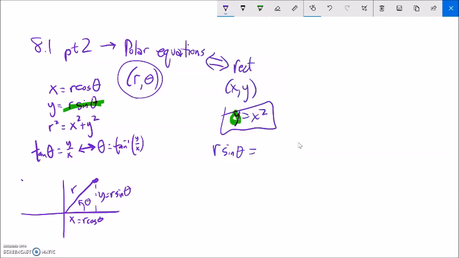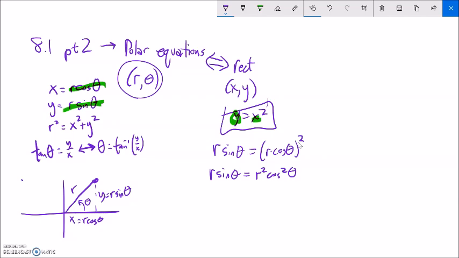And x squared, x is equal to r cosine theta. So I can substitute that in for the x. So now all I need to do is clean this up a little bit. I have this r sine theta. If I square this, these are multiplied together, so they both are getting squared. So I have an r squared and a cosine squared.